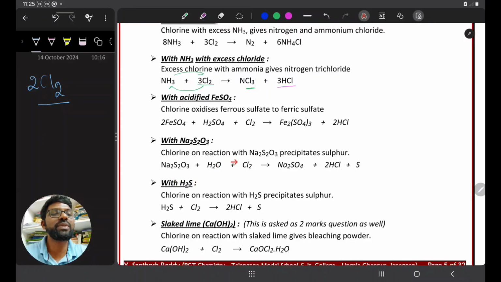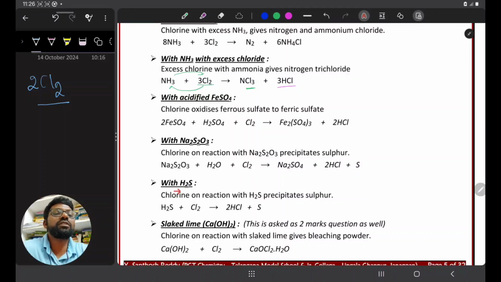Just a few seconds back I told you that in sodium thiosulfate, in the place of one oxygen, one sulfur is substituted. Now you do the process in reverse. That means you add one oxygen, substitute one oxygen and remove one sulfur. Then it becomes Na2SO4. We have removed one sulfur and the sulfur we have written at the end. This is sulfur. That means chlorine on reaction with sodium thiosulfate precipitates sulfur. That means it gives sulfur out.